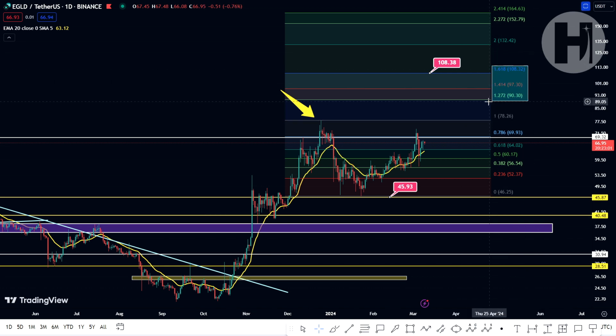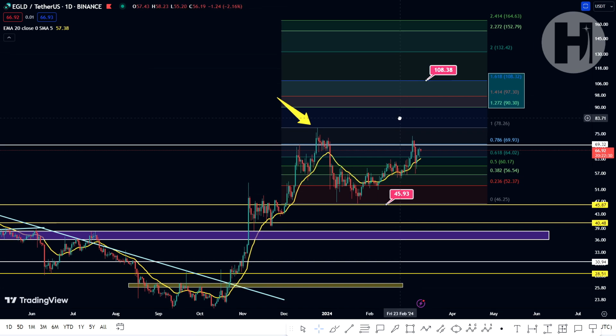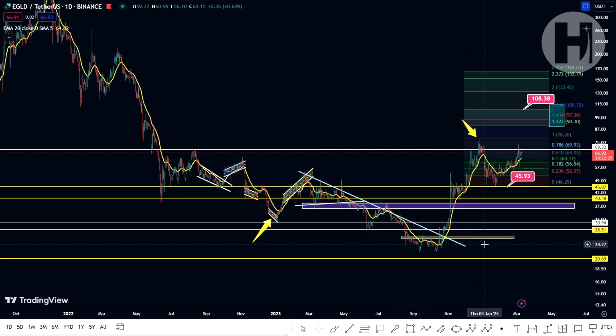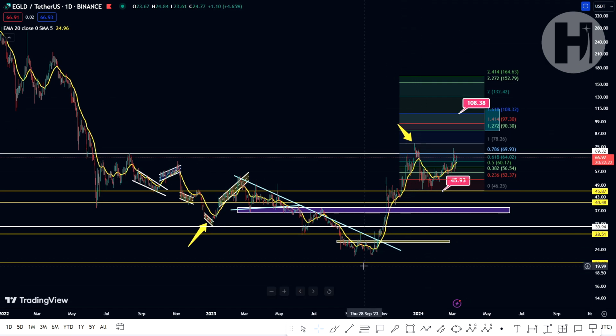So that's $90.30, $97.30, and $108.32. So we'll see if we can do that within the next few weeks. The markets are definitely picking up, and Multiversx is not lagging behind, I would say. It's a mid cap, almost a high cap project at this point. I think a $1.5 billion market cap. So I would still say it's a mid cap project.